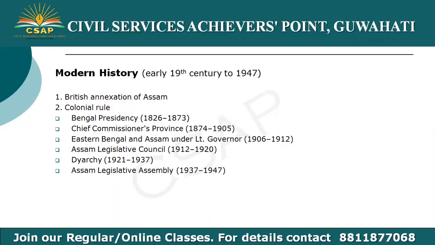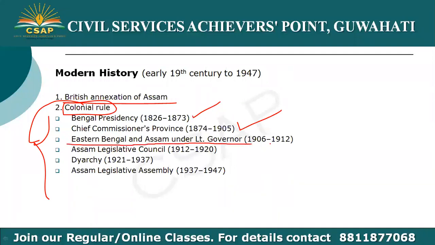Now the modern Assam history can again be divided into further parts, like the British annexation in Assam, then the colonial rule begins, then colonial rule again can be subdivided into the Bengal Presidency, the Chief Commissioner's Province, the Eastern Bengal and Assam under Lieutenant Governor, Assam Legislative Council, Diarchy, and the Assam Legislative Assembly. And we will come to know that many issues and many legacies of the modern Assam history still continue in the socio-political scenario of Assam.